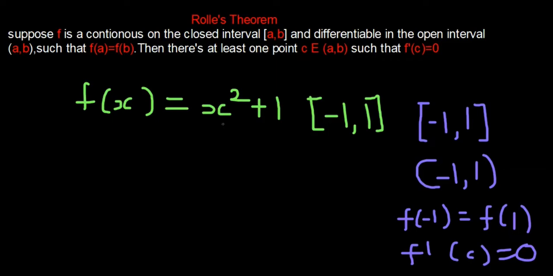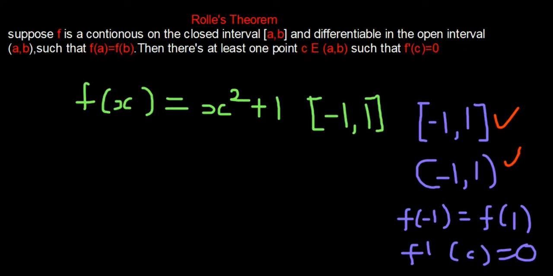First of all, the function has to be continuous in this closed interval. So how are you going to know that? Generally we know that this is a polynomial function, and polynomial functions are continuous and differentiable at every single point. So that tells us that these two conditions have been satisfied.